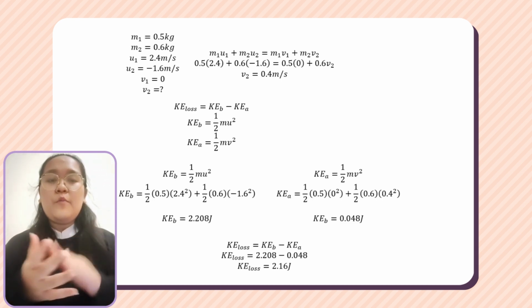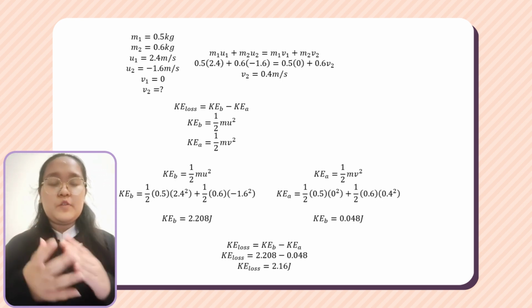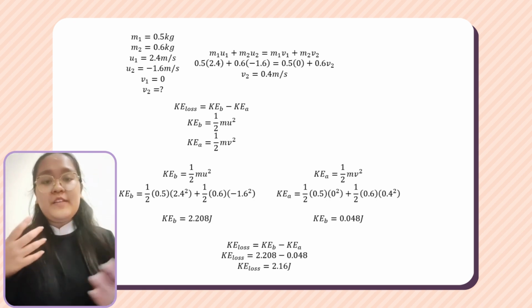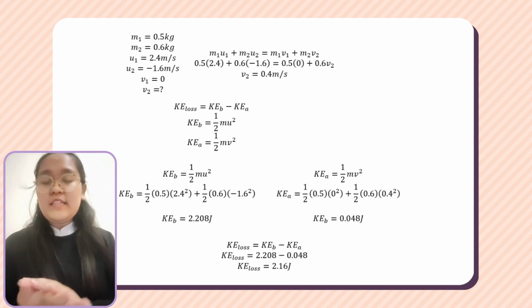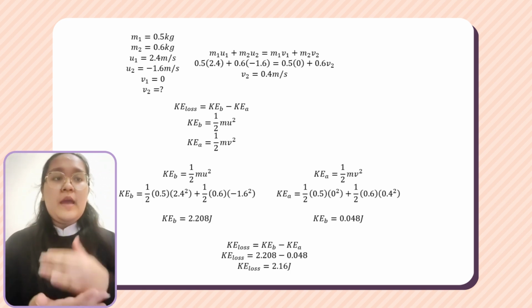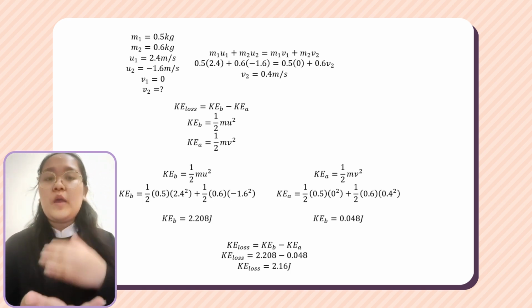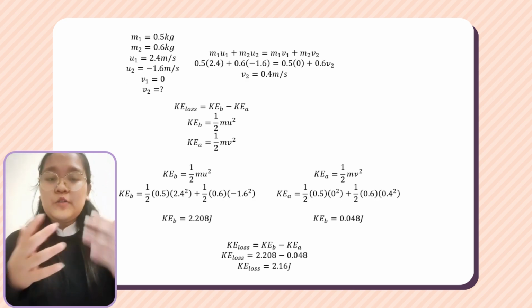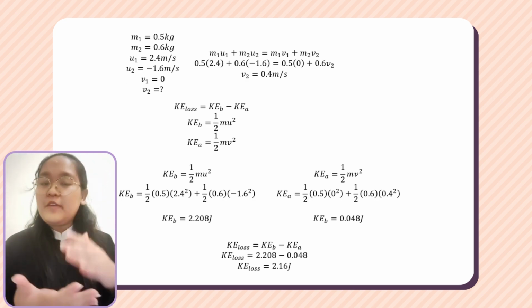We don't know v2, which is the final velocity for L. From our previous lesson, we know that the elastic formula is m1u1 plus m2u2 equals m1v1 plus m2v2. Here we need to use this formula to find our v2.